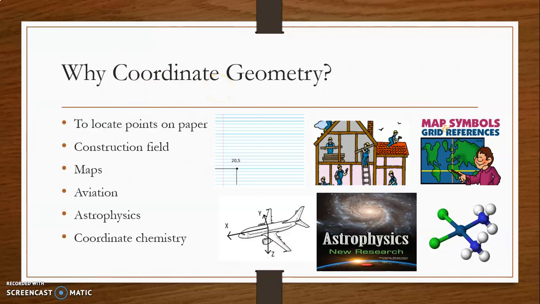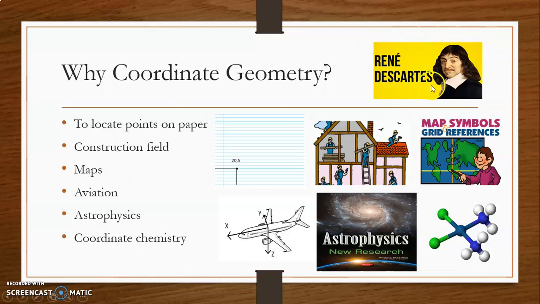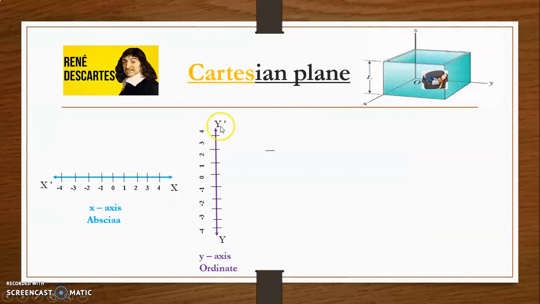coordinate geometry. He is Rene Descartes. Rene Descartes is a person who invented, who discovered the concept of coordinate geometry. And it is said that he was lying on the bed in his room when he discovered the concept of coordinate geometry. He just imagined three axes of the room.